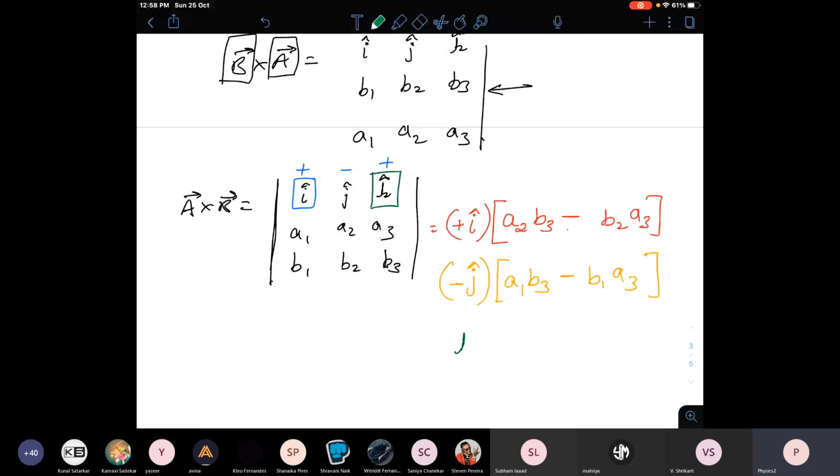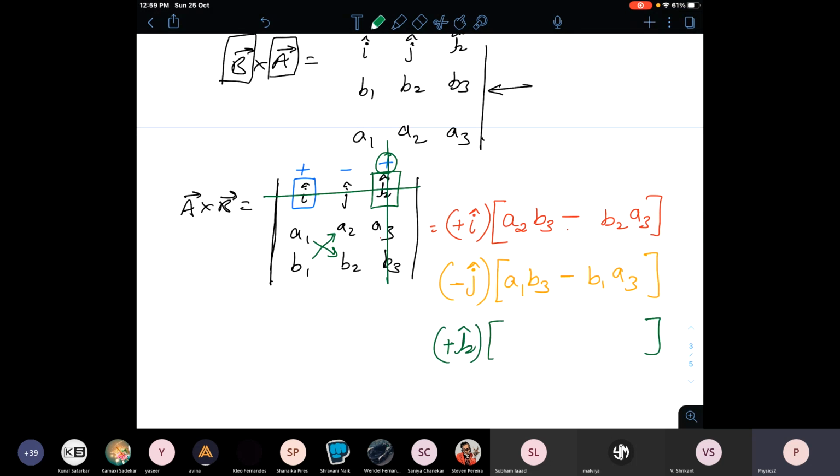So write the term K cap over here. Now K cap has a plus sign over it, so write plus K cap. Again, we have to write the coefficient. How to write the coefficient? Again, remove the column and the row containing the K cap vector. Again, you are left with four terms, A1, A2, B1, B2. Again, use cross multiplication. Just cross multiply it like this.